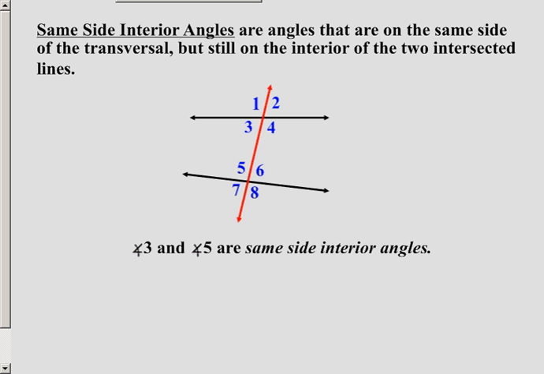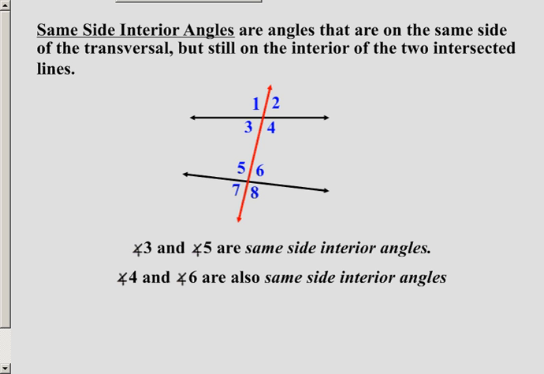They are not the only instance of same side interior angles in this diagram. There are also angle 4 and angle 6 in the diagram, and they are also same side interior angles.